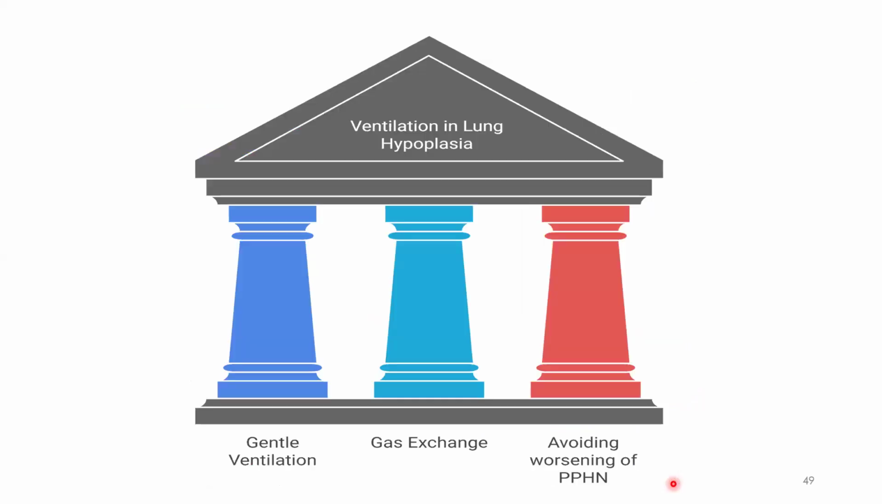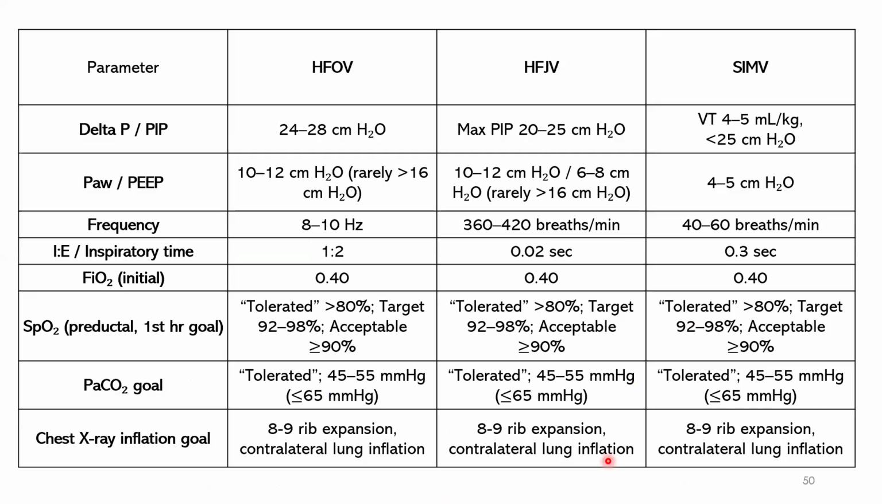There are three main pillars to manage this baby. You have to use gentle ventilation because there is always a high chance of air leak. At the same time, you have to ensure adequate gas exchange and avoid the development of PPH also. So it's better to start with a high frequency mode of ventilation. If you suspect hypoplastic lung pathology, I think this part will be dealt with in a later part of the session, so I will confine myself to the conventional mode of ventilation, that is SIMV.